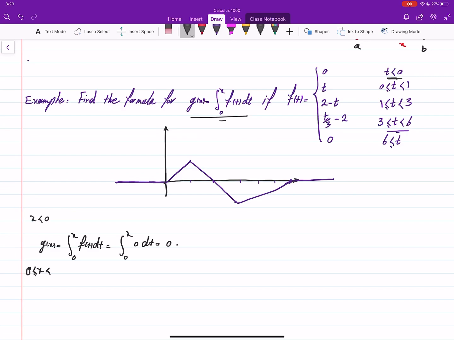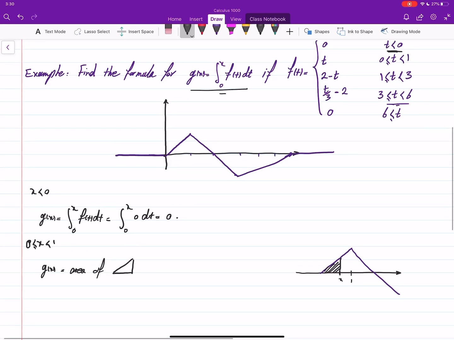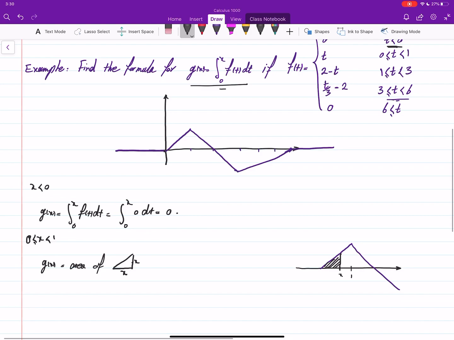Now if x is bigger than 0 and less than 1, in that case g(x) is going to be the area under the graph of a triangle. This is the first part, so let me sketch that. x is somewhere here, and this is 1, so we need to find the area of this one, because it is the integral of the function t dt from 0 to x. We know this is equal to the area of this triangle, which has base x and height x, and obviously it is half of x squared for that part.